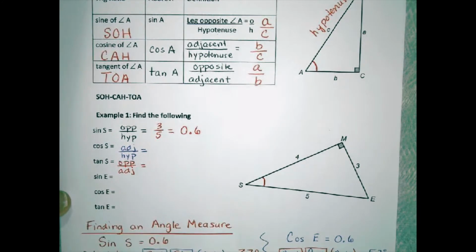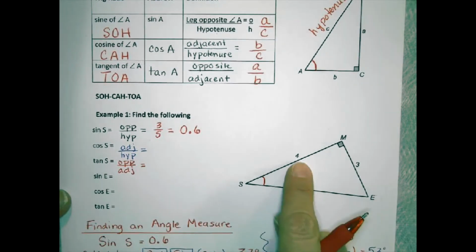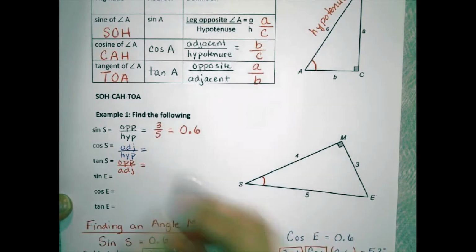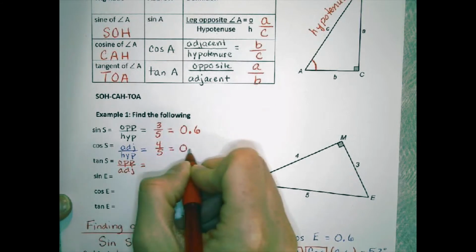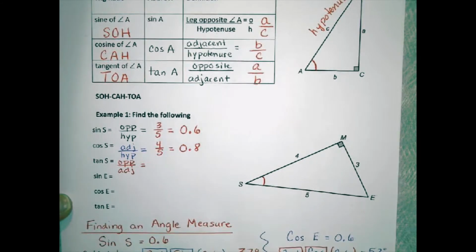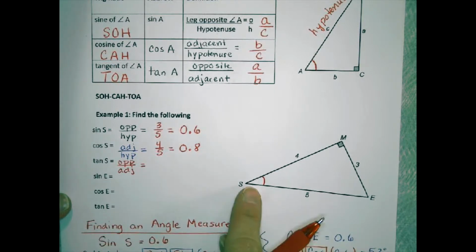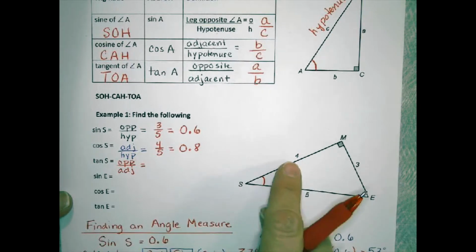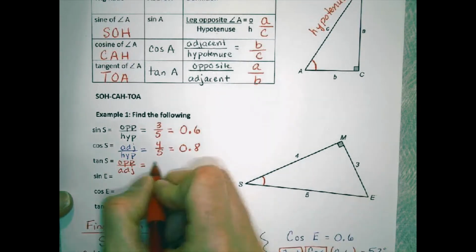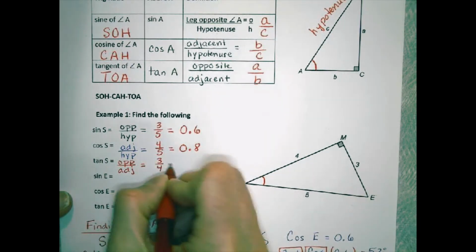To use the cosine, I would start at angle S, and I would use the adjacent leg, which in this case is 4, over the hypotenuse 5. And 4/5 simplifies to 0.8. If I wanted to use the tangent, I would start at angle S, and I would use the opposite leg over the adjacent leg, which gives me 3/4 or 0.75.